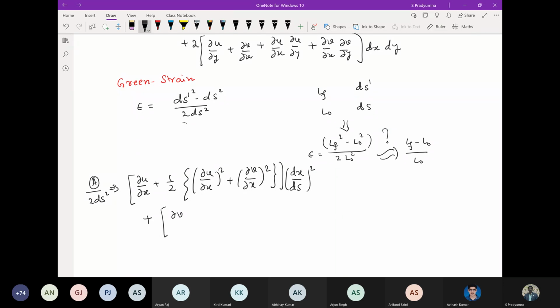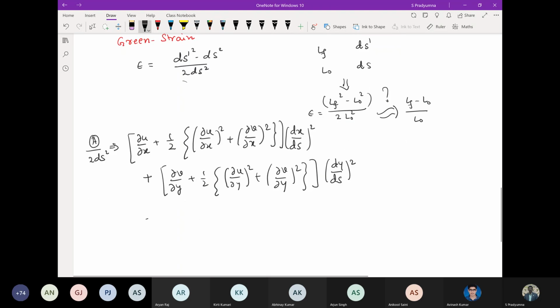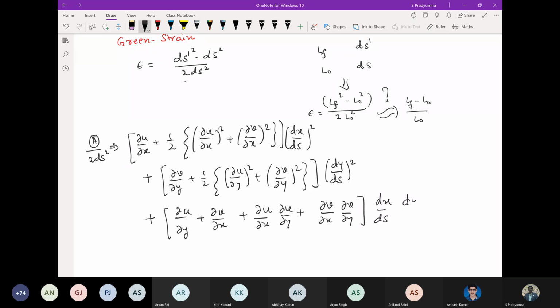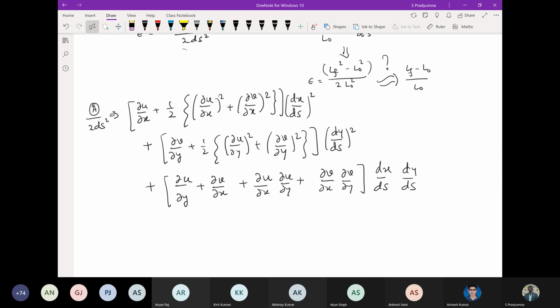Then I have dou v by dou y plus half dou u by dou y square plus dou v by dou y square, that is dy square is there, that is now dy by ds square, plus I have dou u by dou y plus dou v by dou x, dou u by dou x, dou u by dou y plus dou v by dou x, dou v by dou y into dx by ds and dy by ds. So this is the expression we get.